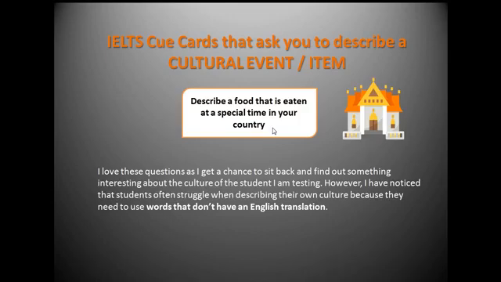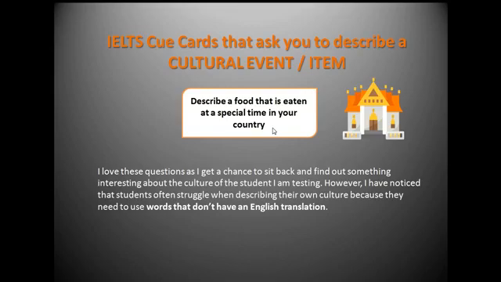Now, I love these types of questions, students. As an examiner, I get a chance to sit back and find out something interesting about the culture of the student I am testing. That means, if you have got such a topic, you need to talk about your culture. That would be much more interesting for the examiner, because it's something different from the routine type of talks.